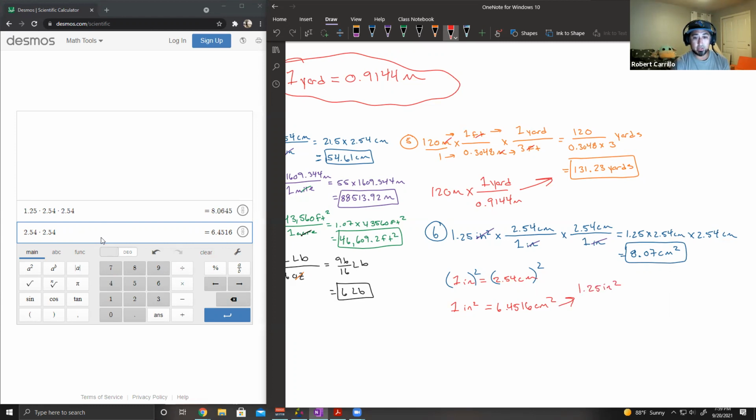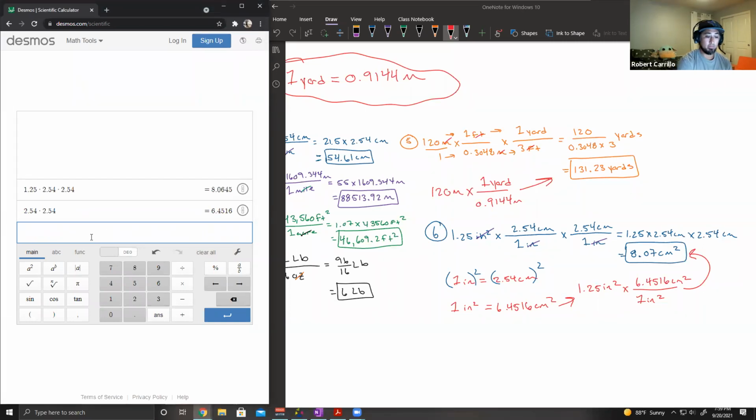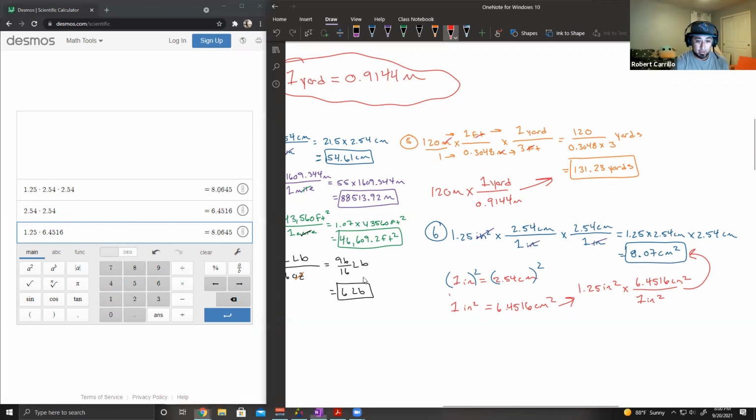And if you set this up, you would have 1.25 square inches times 1 square inch per 6.4516 square centimeters, and you would still get the same answer. So again, let's just double check that. That is just 1.25 times 6.4516. And look at that, 8.0645, or rounded, 8.07. Okay, so you can also save this one if you want to save some time. Put that on your conversion. Okay.